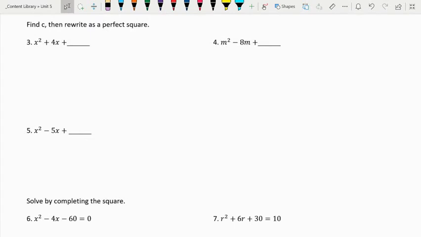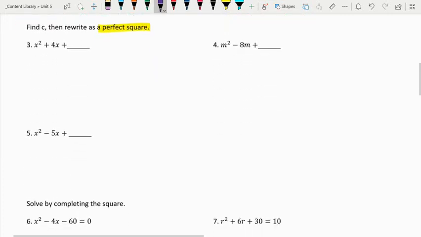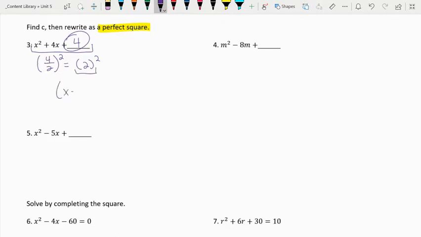All right, so this time you're going to find c, and then you're going to rewrite it as a perfect square. Okay, so when we do that, we're going to do the same process. B divided by 2 squared, or 2 squared, which is 4. Okay, so I'm going to put the 4 there. That's part of my answer. The other part is if you were to factor this, which you could every time, but if you were to factor it, you would pretty much get this. The only thing is you have an x part of it. So it's x plus 2 squared. Okay, so that is rewriting it as a perfect square binomial.